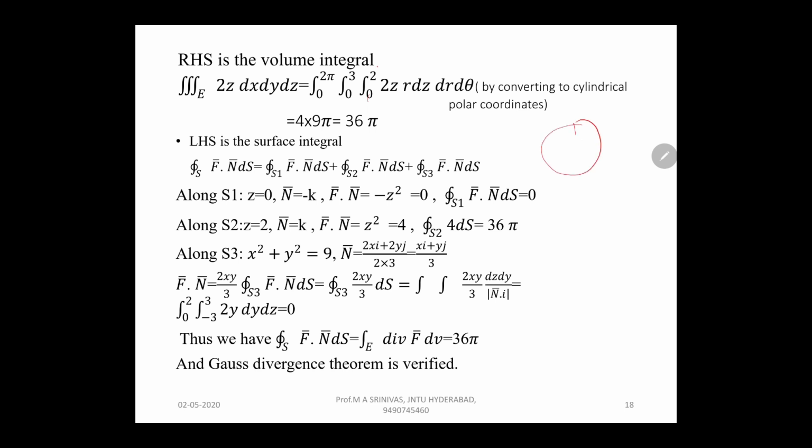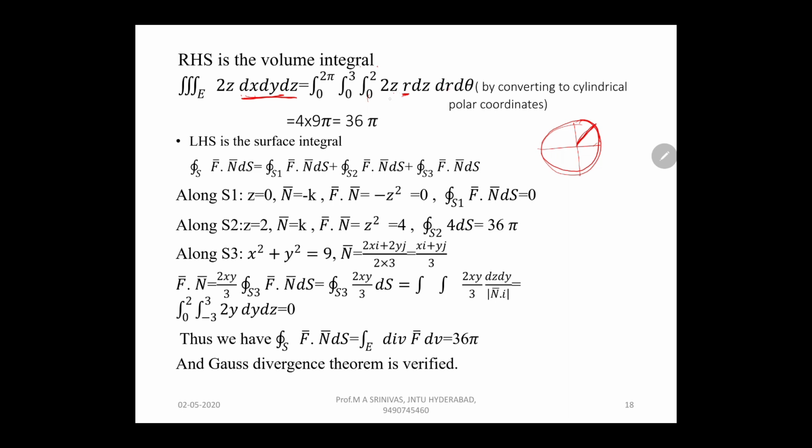In the circle x square plus y square, r varies from 0 to 3, and theta varies from 0 to 2 pi. So we have 0 to 2 pi, 0 to 3, 0 to 2 for z. As I explained to you, whenever you convert dx dy dz to polar coordinates, the Jacobian is to be written, that is r. Don't forget to write that r dz dr d theta.